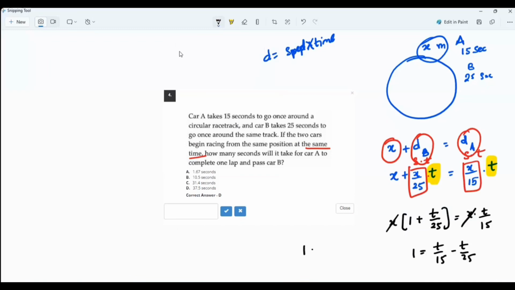And then 1 is equal to, so it's 5t over 75 if you make the denominator the same, and this is 3t over 75 if you make the denominator the same. Which means 1 is equal to 2t over 75. So 75 is equal to 2t, and t is equal to 37.5.